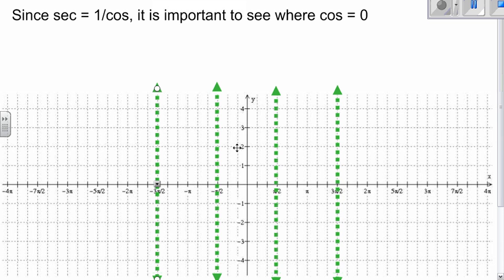We also need to remember that from negative pi over 2 to positive pi over 2, in the unit circle, if you think about it that way, negative pi over 2 is down here at the bottom, positive pi over 2 is up here at the top. Anywhere in between would be in quadrants 1 and 4, cosine is going to be positive, so cosine is always positive here.